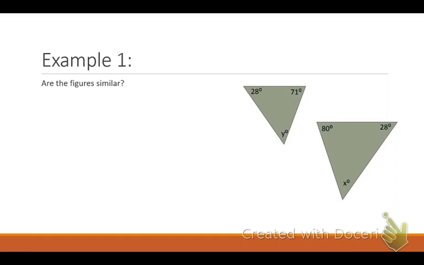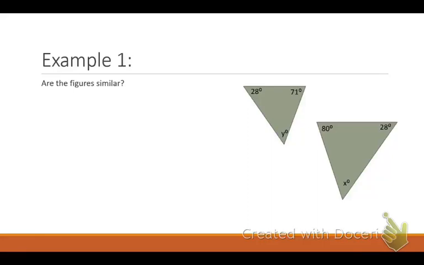Again, it doesn't matter which triangle you pick to solve for x, but once you solve for x, at least two of the angles have to be exactly the same measure as the other triangle. If two of the angles are the exact same, it's yes. But if they're not, then it's no. So I want to see how much of this you can do on your own.